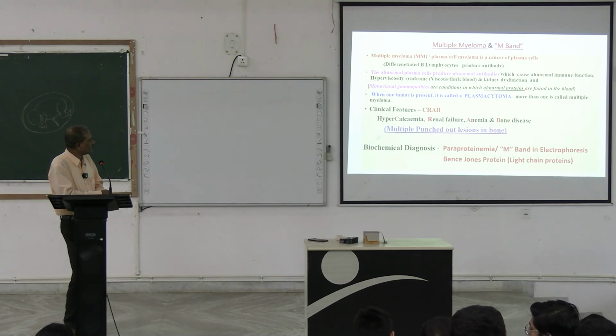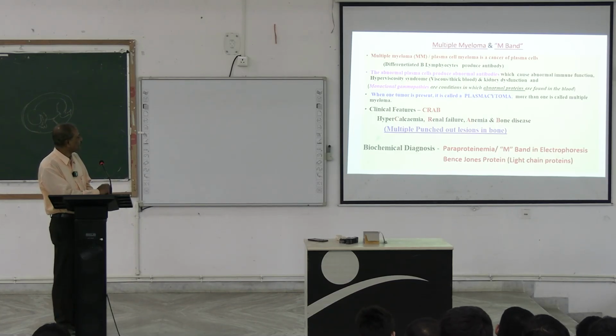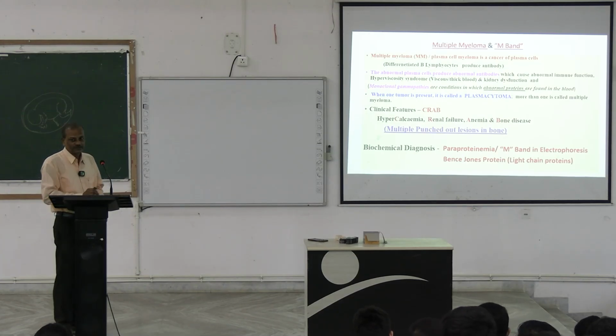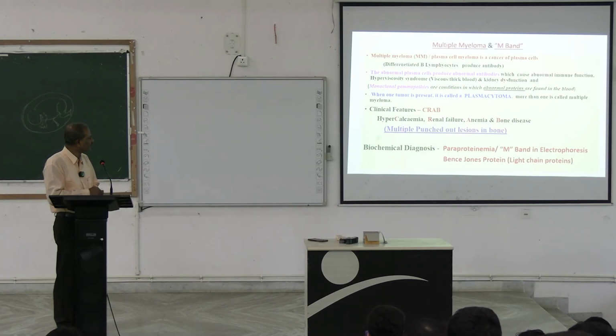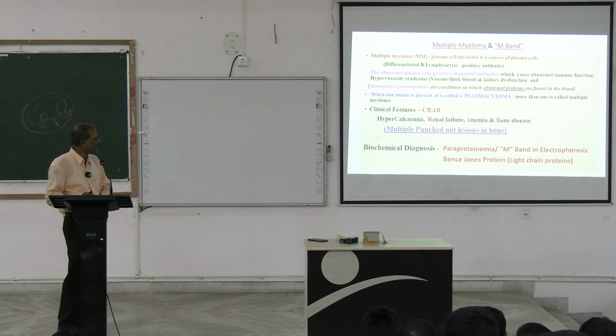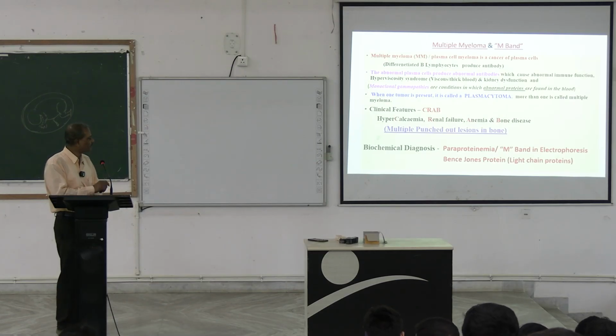Myeloma protein is from a plasma cell myeloma. It produces these highlighted things, you just write them down for the timing. It is a cancer of the plasma cells, and the abnormal plasma cell produces abnormal antibodies. As I told you, a cancer cell will produce this. This is called a monoclonal gammopathy. If only one cell line is involved, it is called a plasmacytoma, and if more than one, it is called multiple myeloma. The clinical features are CRAB: hypercalcemia, renal failure, anemia and bone disease, and multiple punched-out lesions.